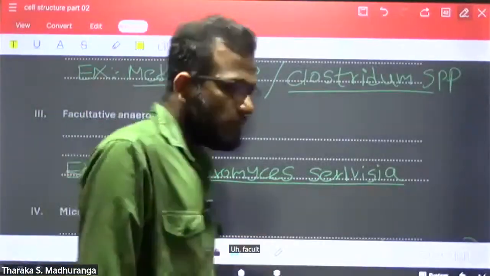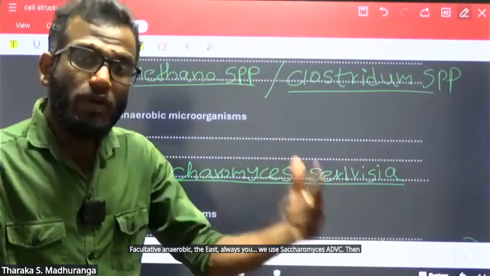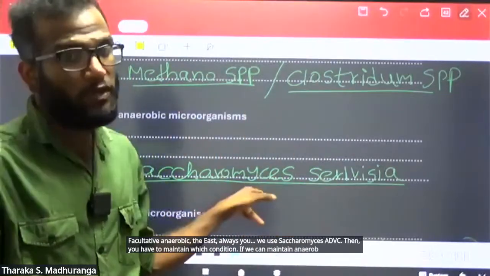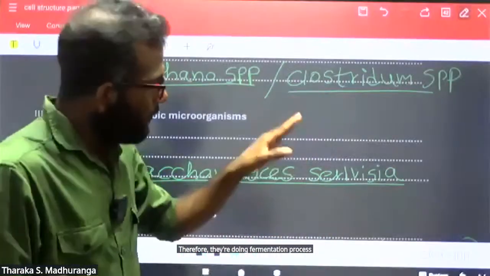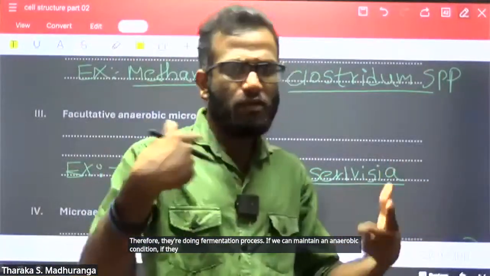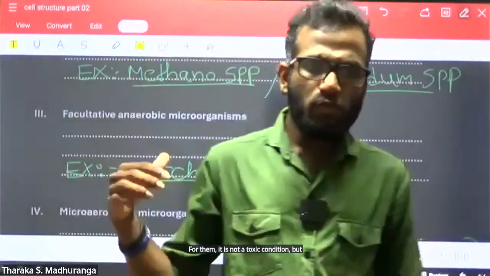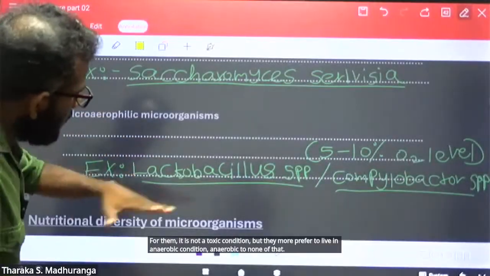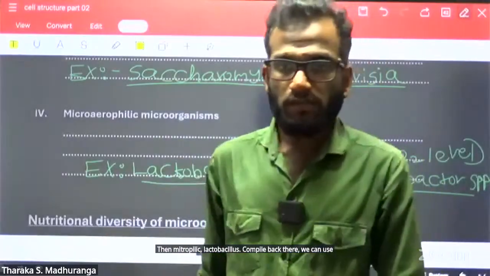For facultative anaerobes, the yeast, we always use Saccharomyces cerevisiae. If we can maintain anaerobic conditions, they are more preferable for the fermentation process. If they have oxygen, it is not toxic for them, but they prefer to live in anaerobic conditions.